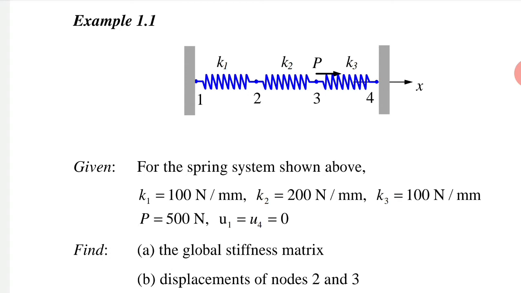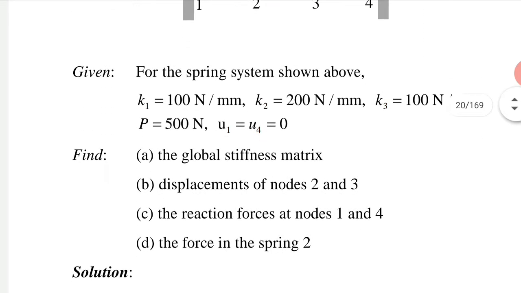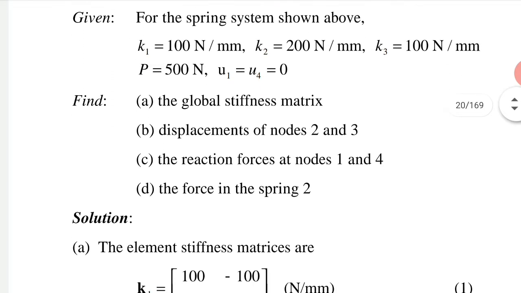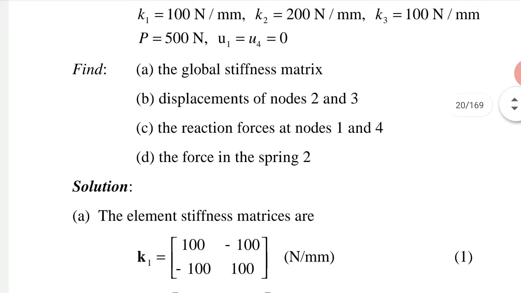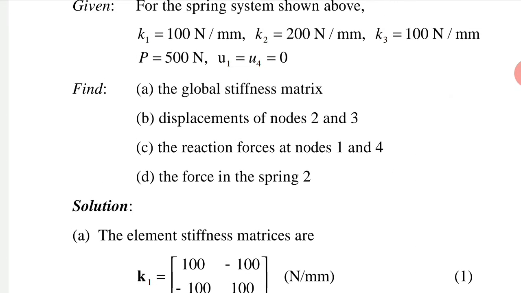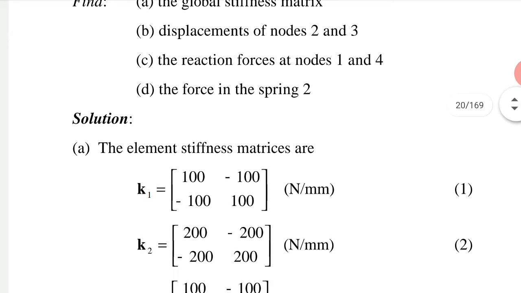U1 and U4, the displacements corresponding to node number 1 and 4, are equal to 0, because both are fixed ends, and at fixed ends we consider the deflection or displacement as 0. So what we have to find is the global stiffness matrix, then the displacement of nodes 2 and 3, the reaction forces at node number 1 and 4, and the force in spring 2.